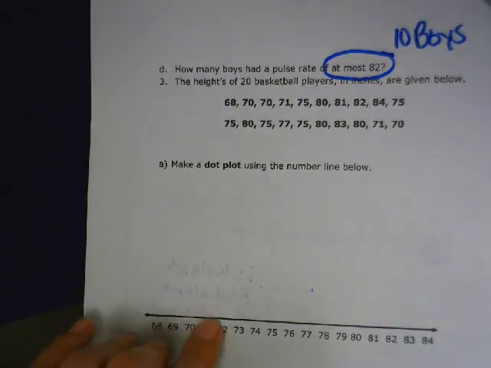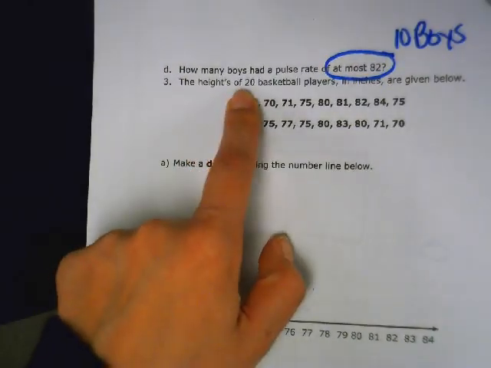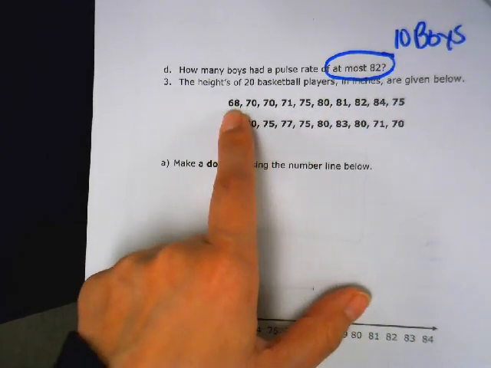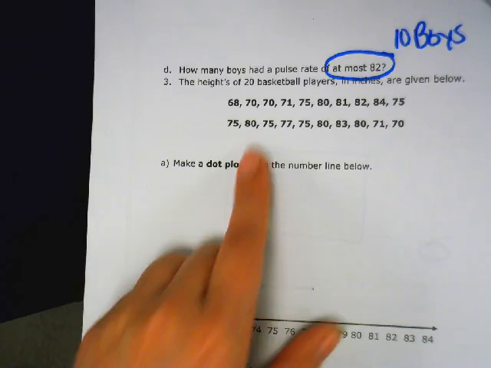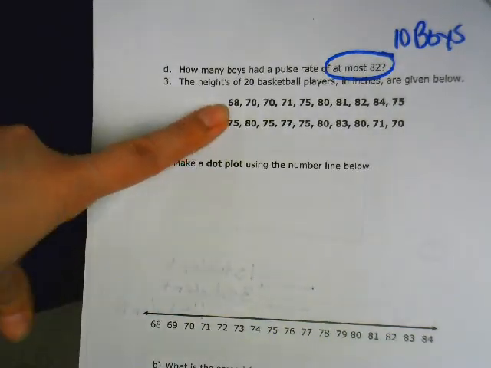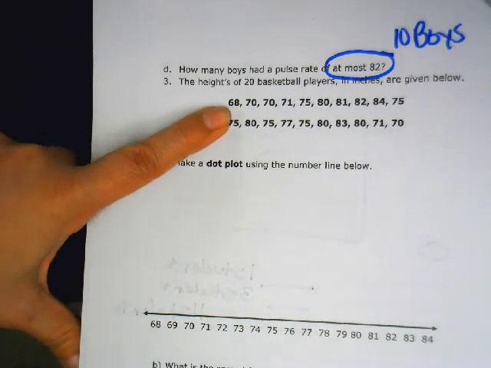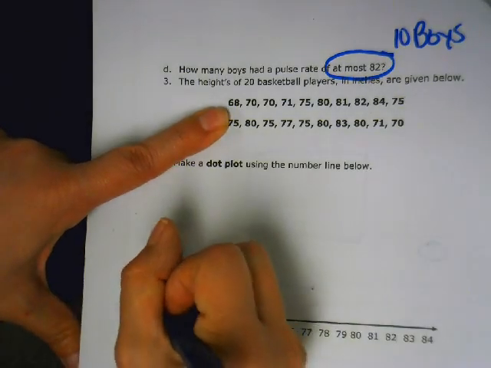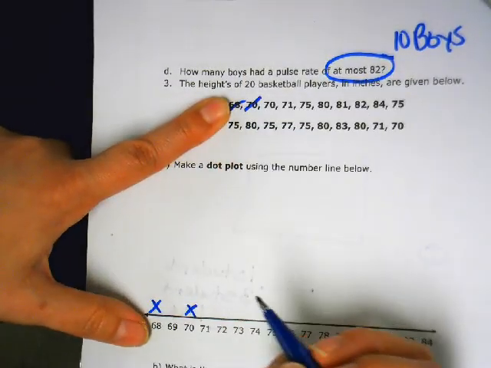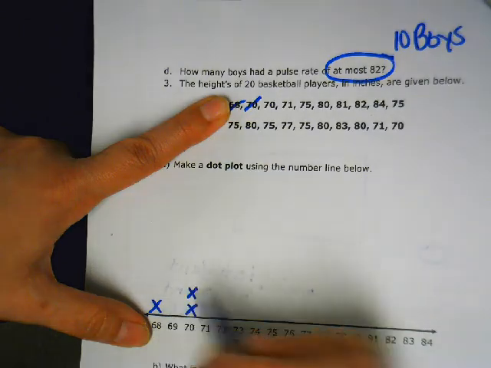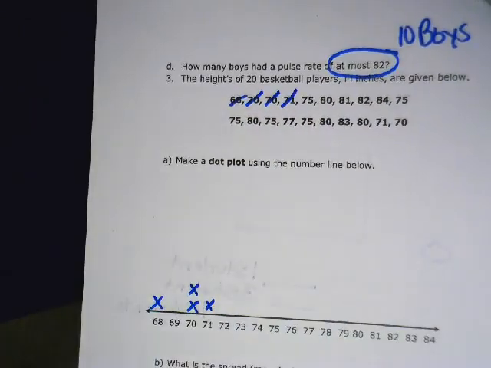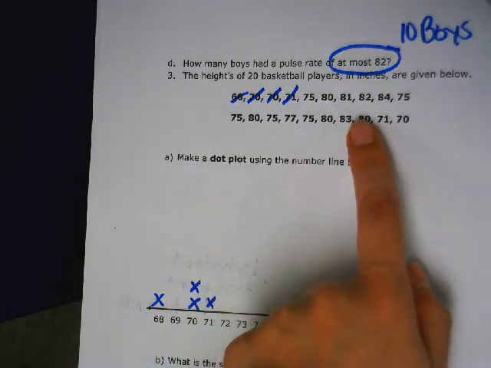Okay, now the heights of 20 basketball players in inches are listed below. So these are 68 inches, 70 inches, 70 inches. We're going to make a dot plot using the number line below. So 68. You can put a dot or you can put an X on 68. I'm going to put an X. Then it's 70. Then another 70. So I'm going to put another X on top of the one I already have. 71. So on. Continue. So you're going to put X's on these numbers.